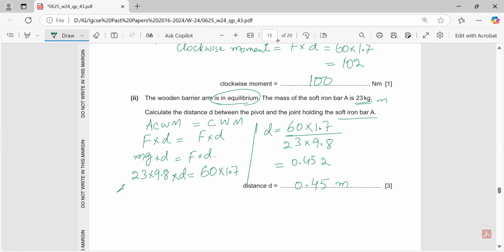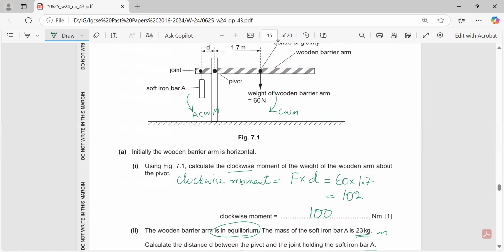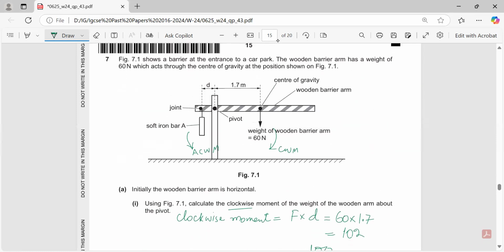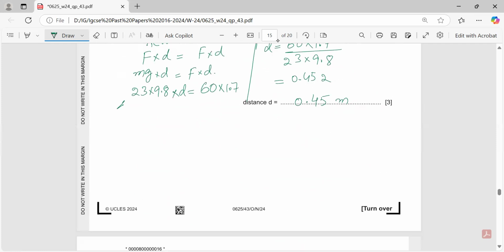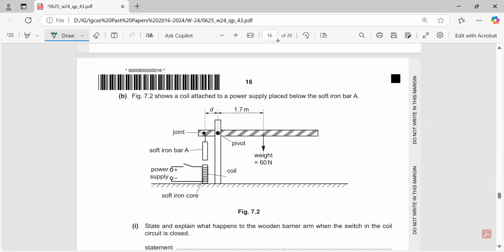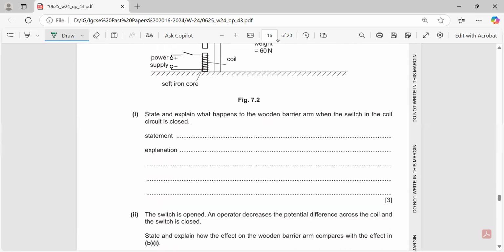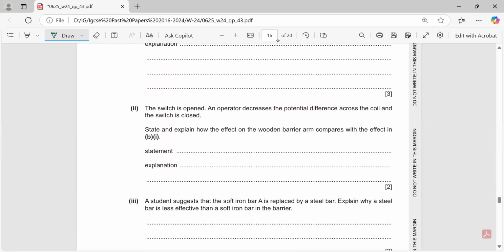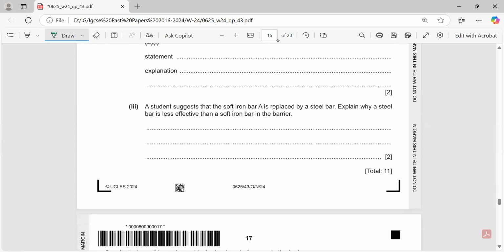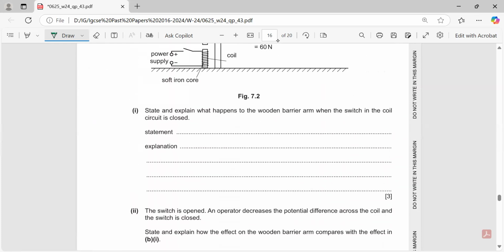So that is what? That is the distance. From where? That is the distance from this point of suspension of the soft iron bar till the pivot. Okay, now we will not be solving this part. Actually, this is linked with the electricity, so we will see it later.